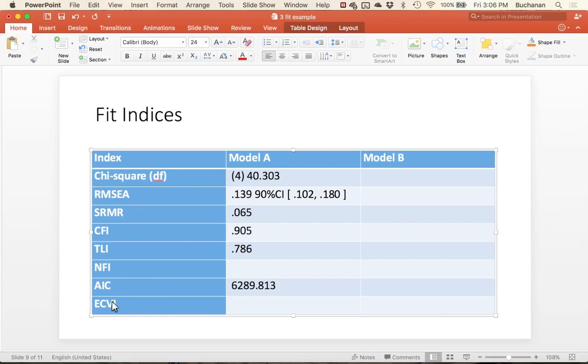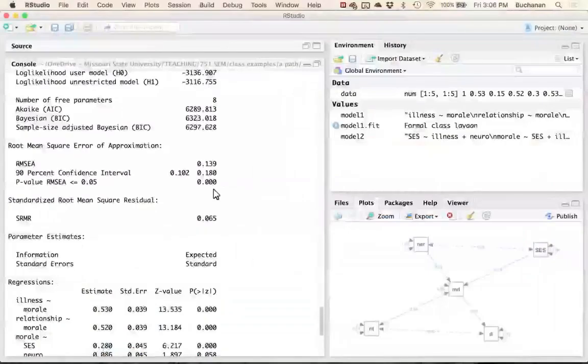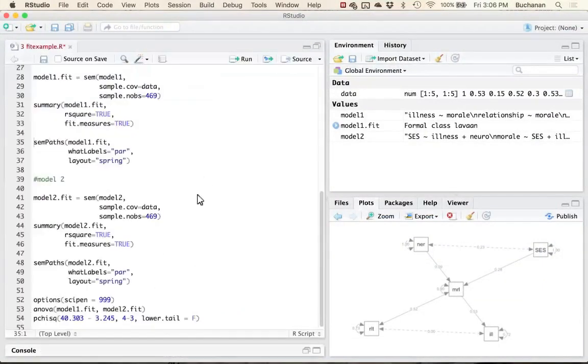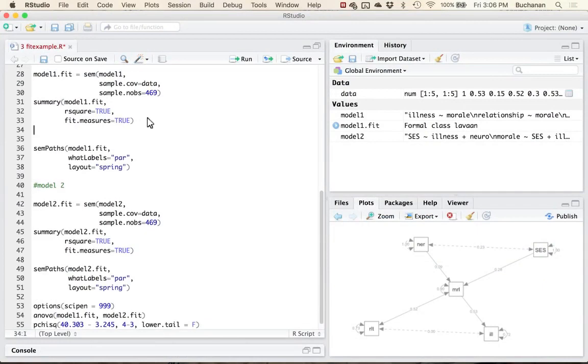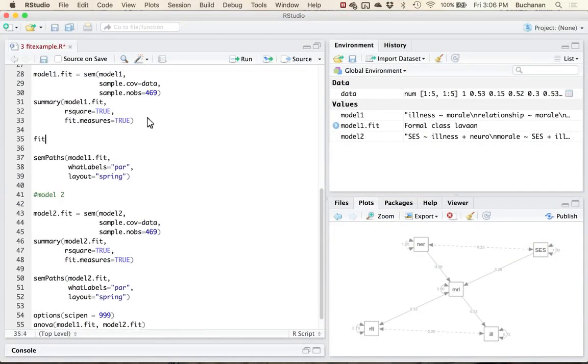Now there's 2 that I've told you to include that aren't on here, so how do I get those? Well, lavaan doesn't show you everything it has because otherwise you would be looking at tons of stuff. So what you can do is type just fit measures. You can do it with a capital M or not.